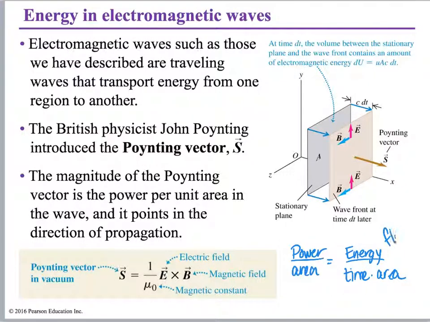So in a way, this Poynting vector is like a measurement of flux. And notice that the direction of the Poynting vector is the same direction as the propagation of the wave, which should make sense. And we express the Poynting vector as the cross product of the electric field and the magnetic field over mu naught. So basically, when we're talking about a wave traveling through space, the Poynting vector talks about how much energy per unit time, per unit area that wave is bringing with it.